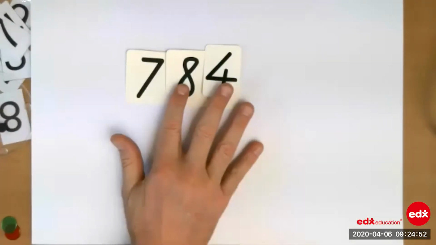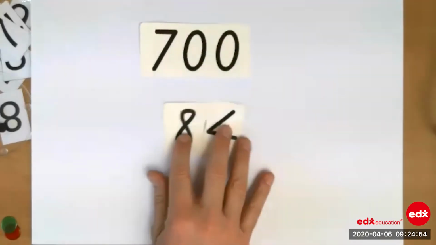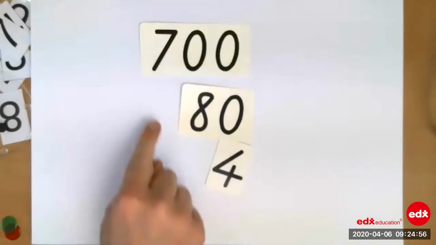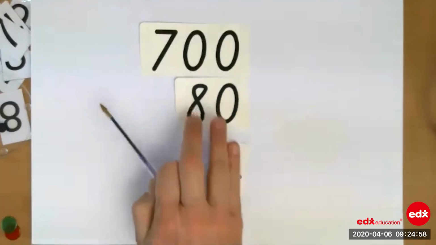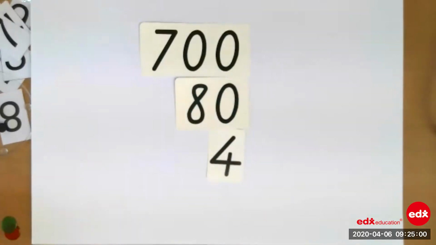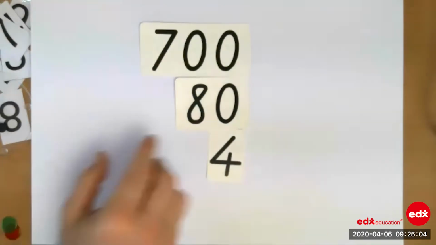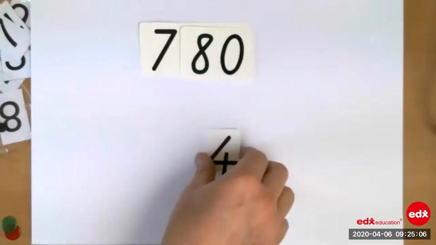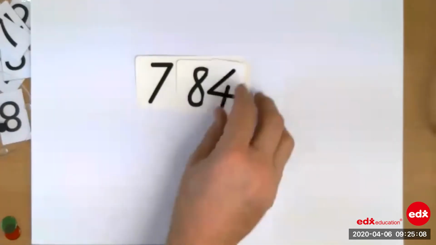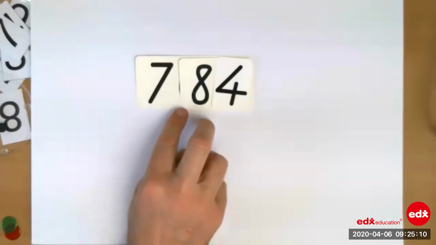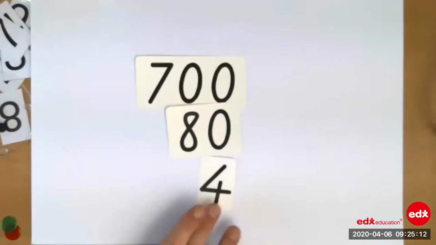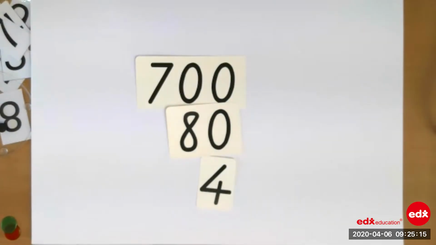So essentially, we have some cards here, and you'll notice there are certain lengths, and you'll see that this one fits under here and so forth. And essentially what we're doing is splitting up or partitioning a number. And so you can see that the number 784 is made up of 700, 80 and 4. But we also need to be a bit more flexible in our thinking.